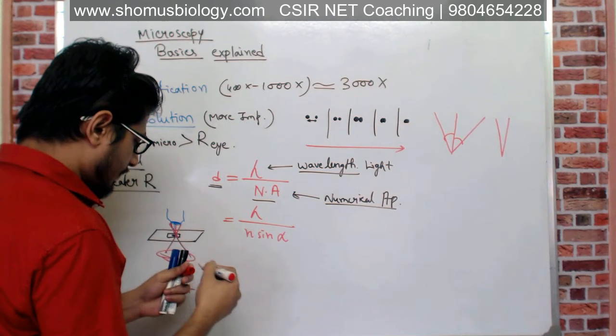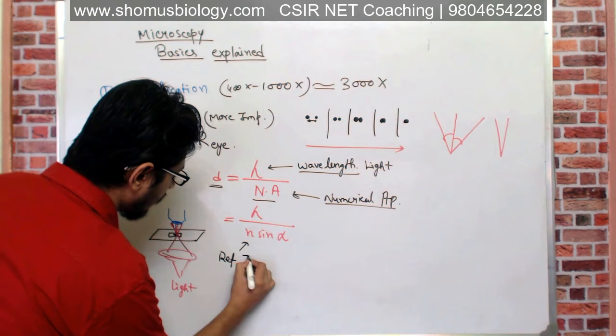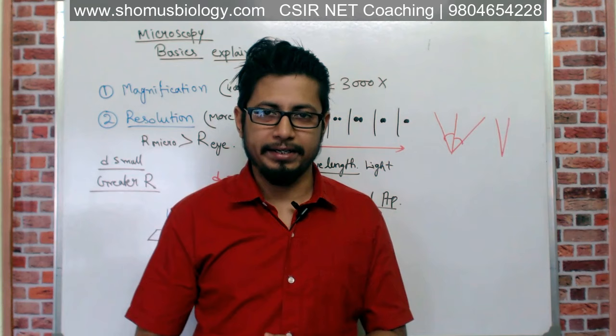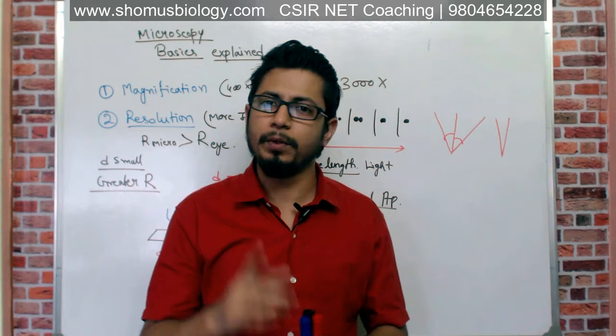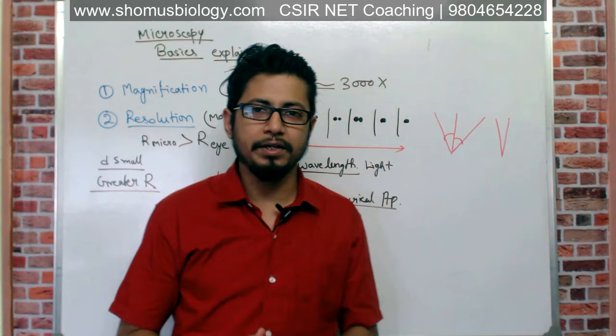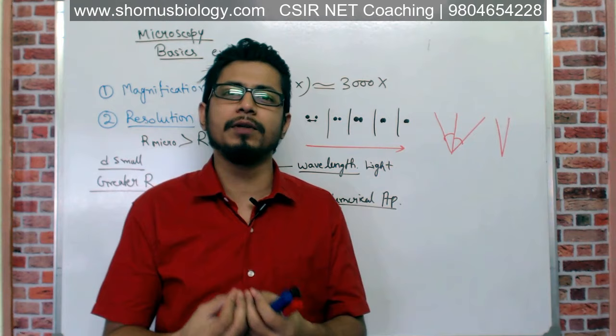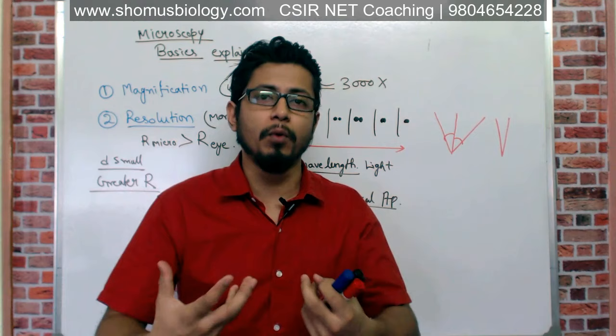And what is this n? This n is the refractive index. What is refractive index? For different media, the light entering inside it varies. For example, in air, the refractive index is supposed to be 1.0003 something, so we consider it to be 1. Similarly, for a liquid medium, the refractive index is more. So if you use water instead of air, the refractive index will be 1.33. And if you use oil, the refractive index is even more, 1.51.